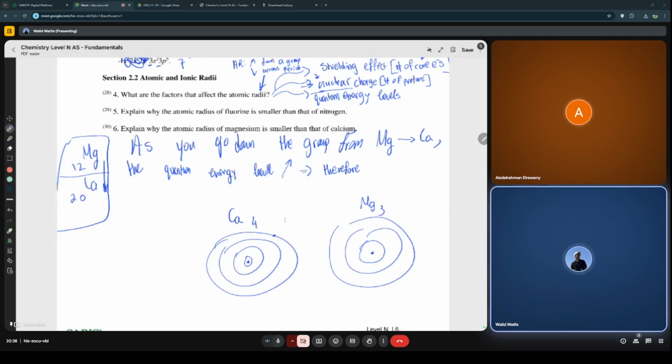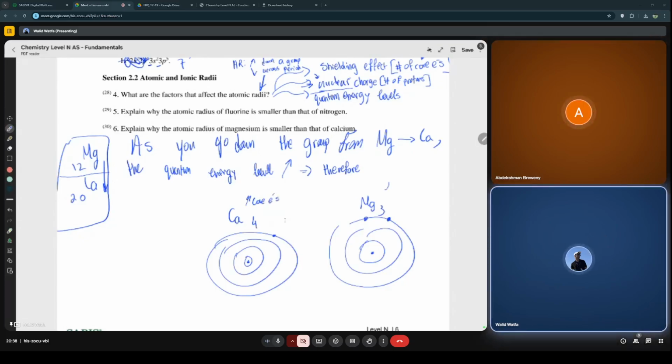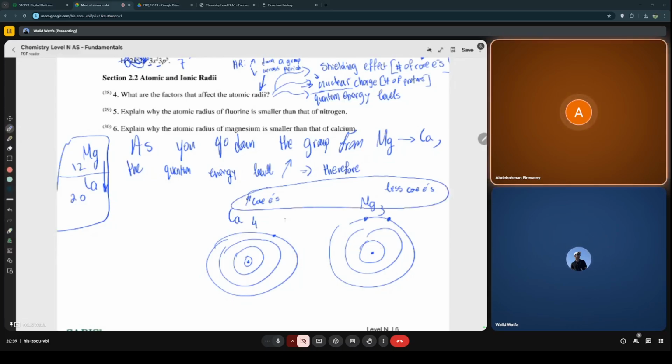That means the valence electrons are further away from the nucleus, right? Yes. So Ca has more core electrons. Mg has fewer core electrons. Which one has the greater shielding effect? Calcium. You answered it. That's your answer.